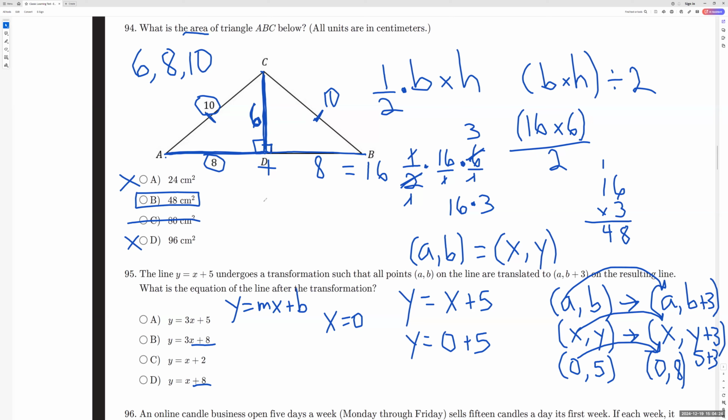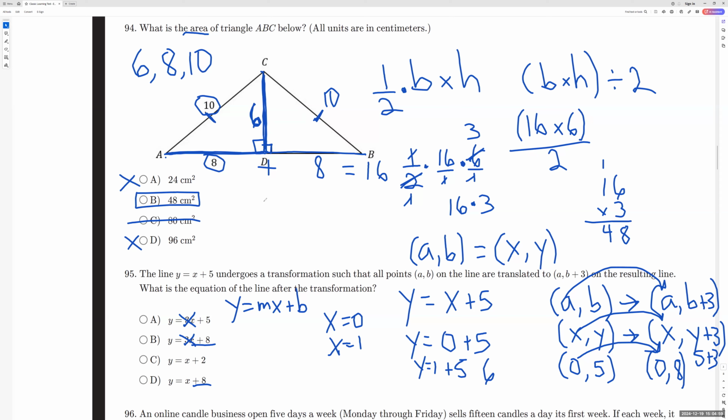So I cannot have 3x because we'll be multiplying the number of x times 3, and it may work with 0, but it wouldn't work with 1. So when x is 1 in this case, y will be 1 plus 5, which is 6. And then in the other case is 1 plus 8, which is 9. So it doesn't work multiplying times 3.